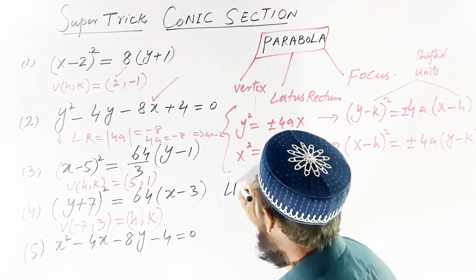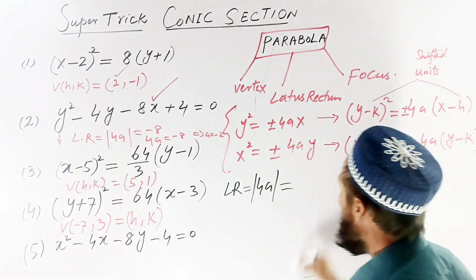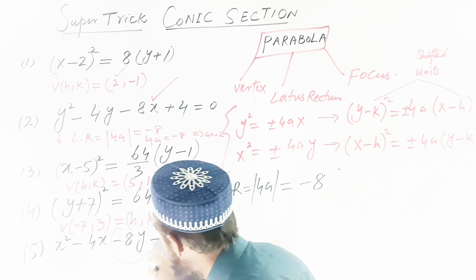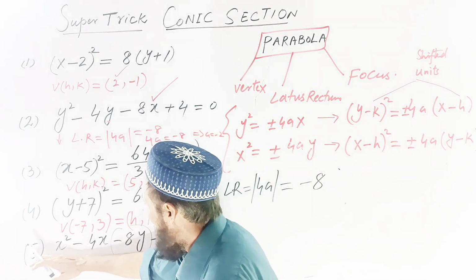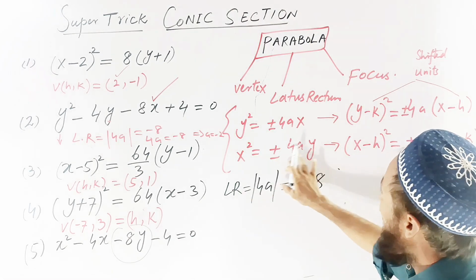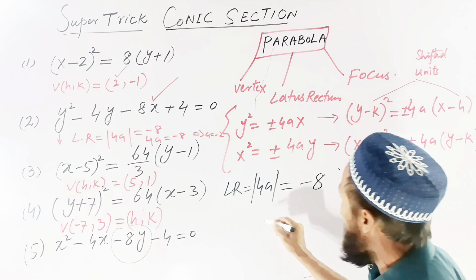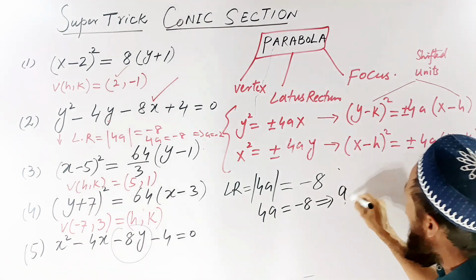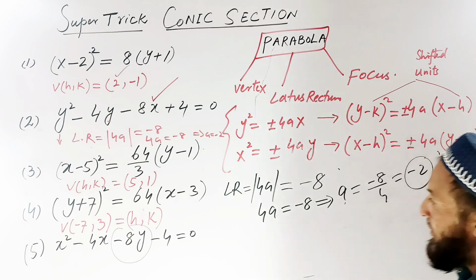We find here the latus rectum, 4a absolute, equal to the coefficient of y, which is minus 8. The parabola is in the x square form, compared with this form. So the latus rectum 4a is equal to minus 8, and dividing both sides by 4, we get minus 2, so the a value is 2.